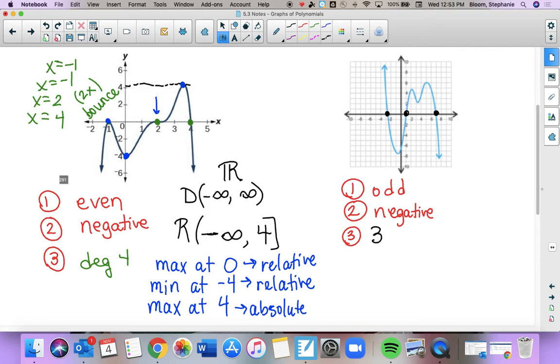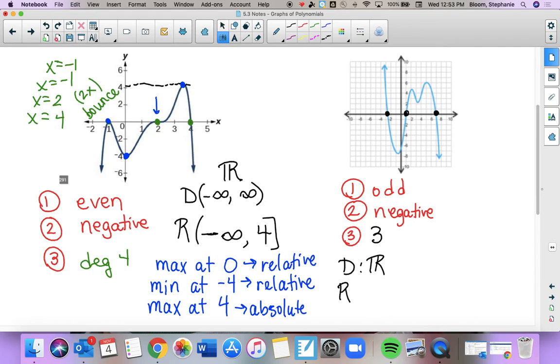All right, how about domain? Is there any limit to how wide it can go? There is not. Don't get caught up in the coordinate plane. It's going to go on and on and on forever, left and right. So what does that make our domain? Negative infinity to infinity, or what else could you say? All real numbers. That's what I'm going to put, just to practice that.